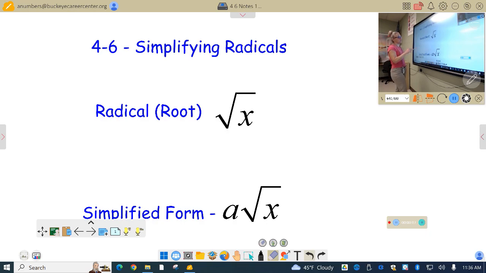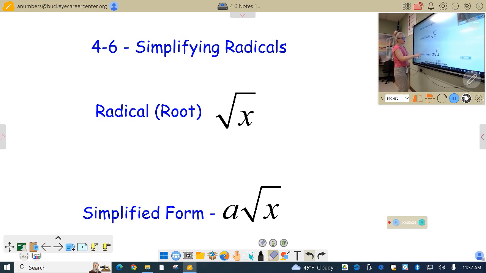A radical or a root is also known as the square root in this case because the index is a 2. When there's nothing there, we assume that it's a square root or that the index is 2. What we're going to work on today is how to get the simplified form of a radical. If you have something like this, we're going to change it and make it into something like.